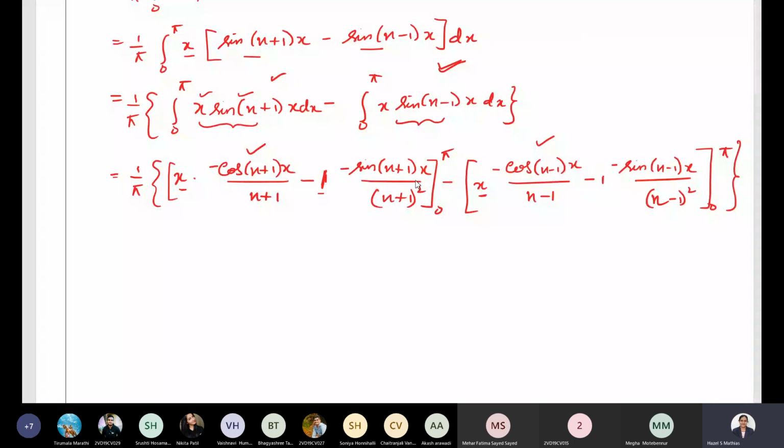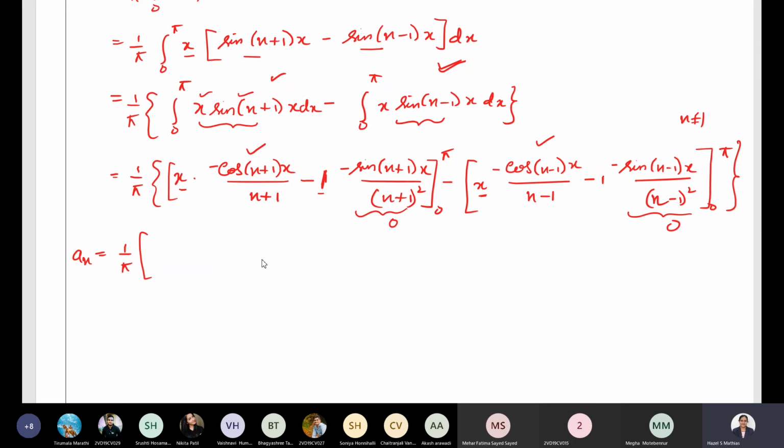Now, apply the limit. So what do we get when we apply the limit? Remember this is true for n not equal to 1. So what do we get over here? An is 1. Okay, put the limit pi. So this is however going to be 0 for both upper and lower limit. Here also it is going to be 0.